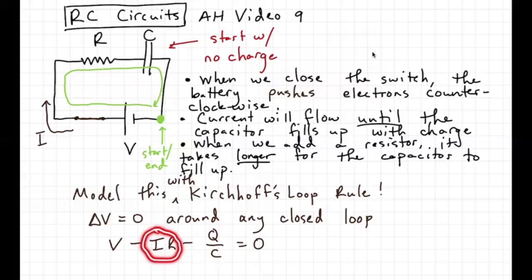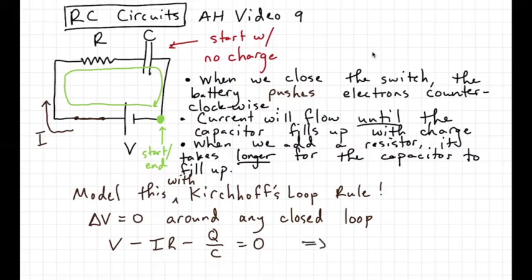So for long times, we should expect the Q over C term to dominate here and get most of the voltage. But we're trying to figure out how that changes with time and how the current and charge change with time. So how do we approach this? Well, we can't just solve this algebraically, because I and Q are functions of time. So really this is a differential equation.